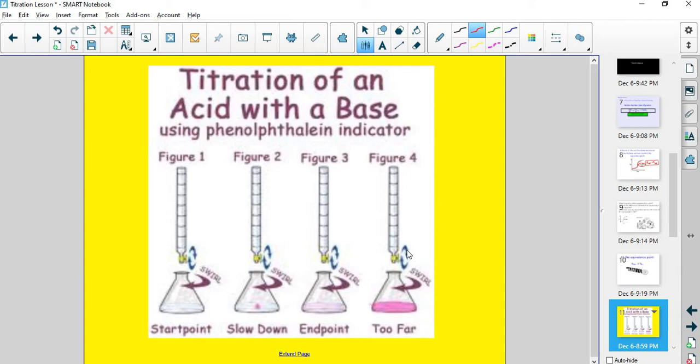So to begin, you slowly open up your buret's valve and you start to drop base into your acid, or titrant into your analyte, to be more general. Now, as the color begins to change, as you're reaching that equivalence point, you're going to want to slow down. So maybe a drop or two every second, and then slow down to a drop a second, and then just being very careful, try to reach that endpoint.